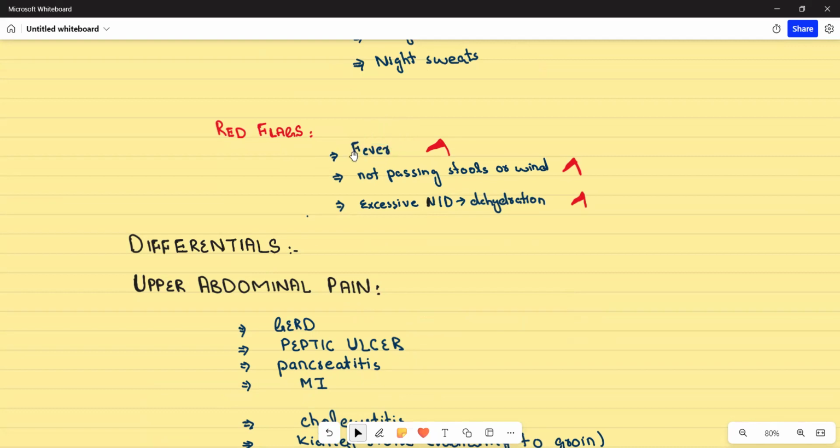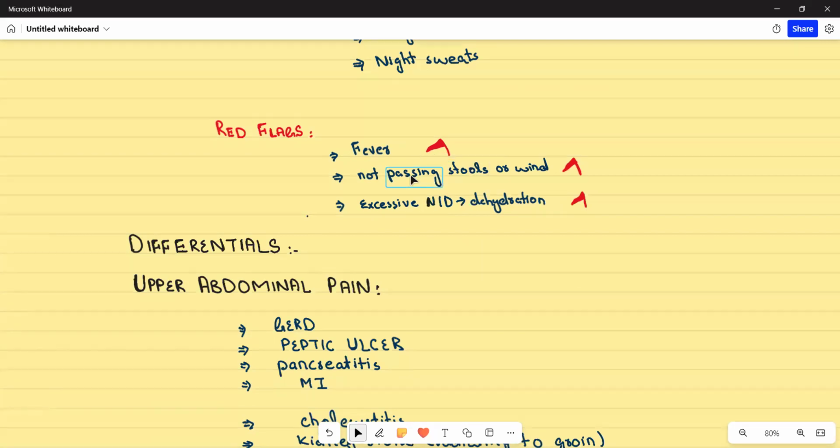Okay. A fever with abdominal pain with nausea and vomiting can mean gastroenteritis, and if gastroenteritis is severe enough, then you need to admit the patient. Okay. So keep an eye on fever. The second red flag is absolute constipation. That is, the patient is not passing any stool or vent. Okay, this is an emergency condition. Absolute constipation is an emergency condition.